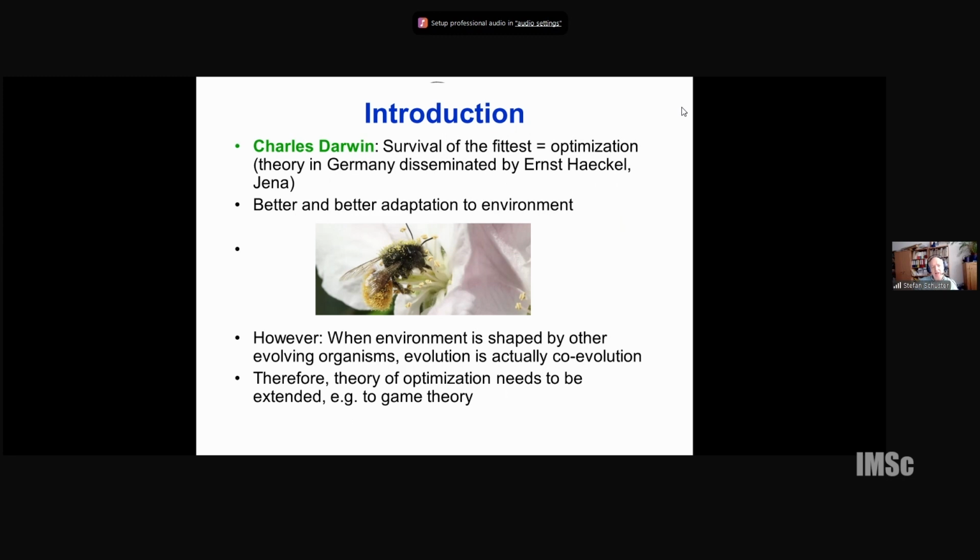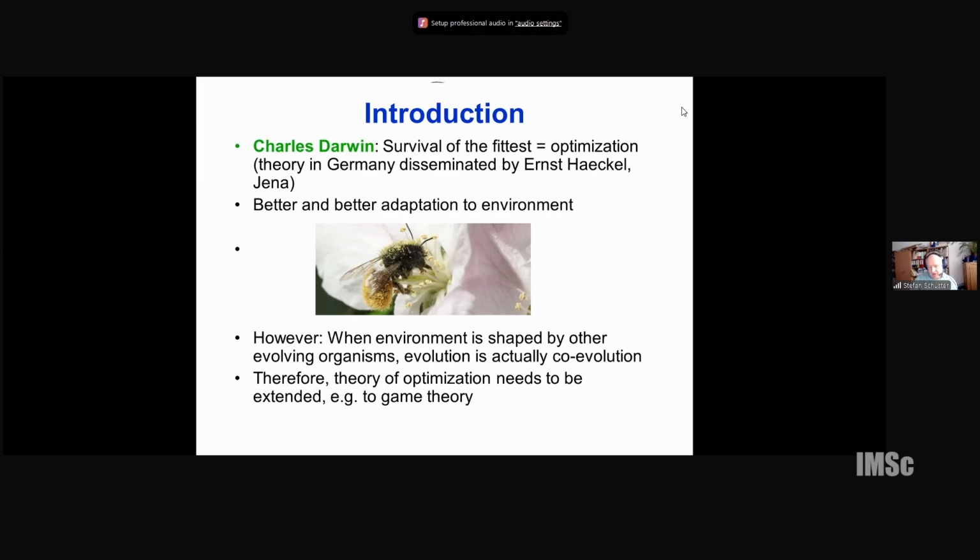Actually, the Darwinian theory was disseminated in Germany by Ernst Haeckel, a German biologist who also worked in Jena. One of the ideas in this theory is that there is a better and better adaptation to a fixed environment. But it's in fact more complicated, because the environment is not fixed or constant, but is shaped by other organisms. Therefore, evolution should in most cases be considered as a co-evolution. Several species co-evolve.